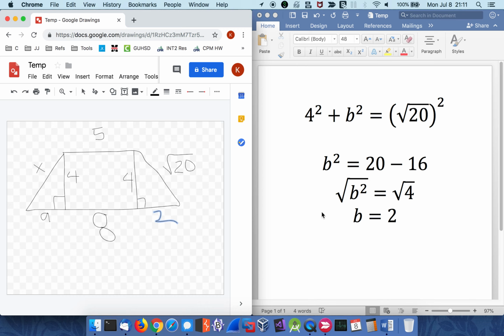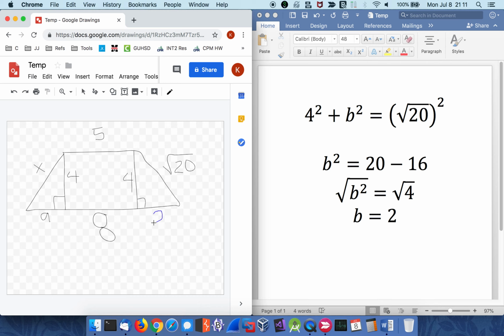And we could test that. So we could say that 4 squared is 16, plus 2 squared is 4, is 20, and so then that would be a square root of 20. Okay, so we know we're right there. So that's 2. We know that this one is 5. So if this is 5, this is 2, and this whole thing adds up to 8, then this one must be 1.